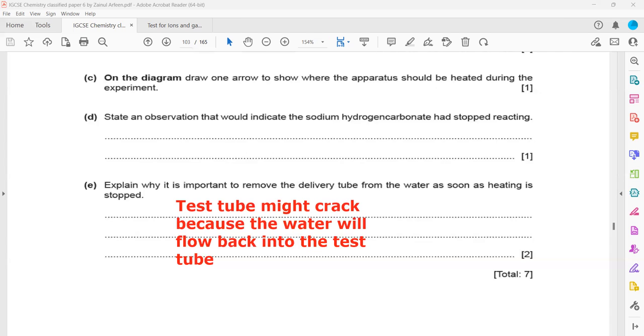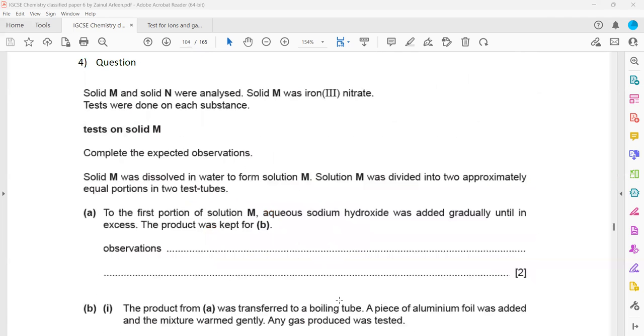Then the next question is related to identification. In paper 6, you will have the identification test, and the identification chart will be there, the observation and the test. You just have to use the result to indicate. Compared to last year, students used to memorize these ions. For paper 2 and 4, you still have to memorize. But for paper 6, you can use the formula sheet.